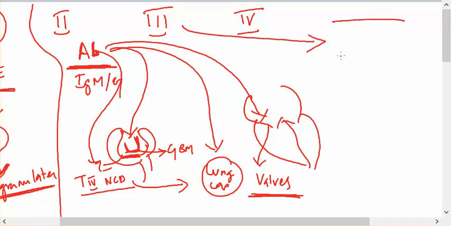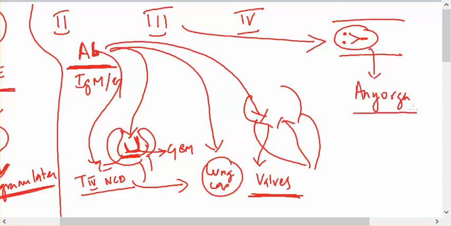Now type 3. Here this is the blood vessel, there is an antigen, and antigen-antibody complexes are formed in the circulation. These antigen-antibody complexes can go and deposit anywhere, so they produce a multi-system disorder. Since the antigen-antibody complexes are in the circulation, we call it a circulating immune complex. This circulating immune complex can deposit in any organ. Most commonly they deposit in the kidney.